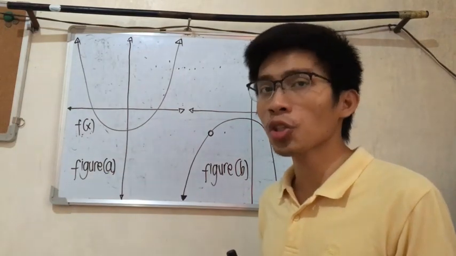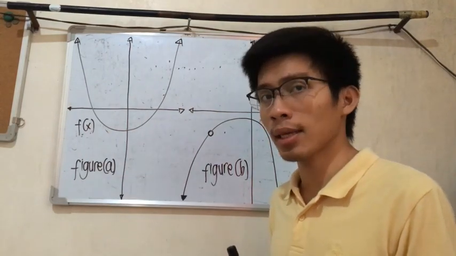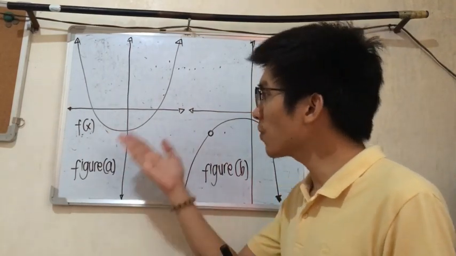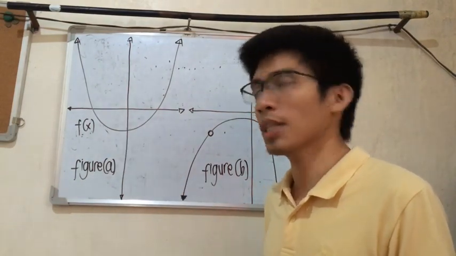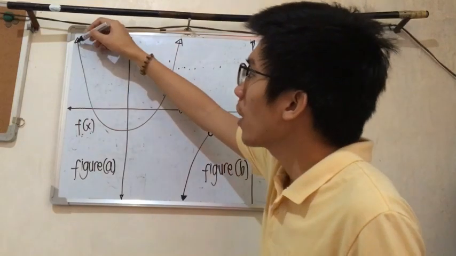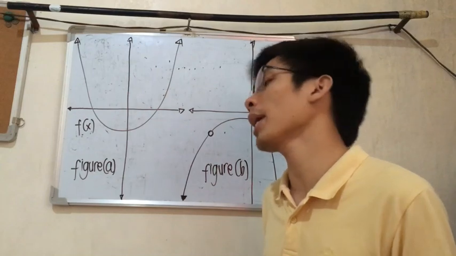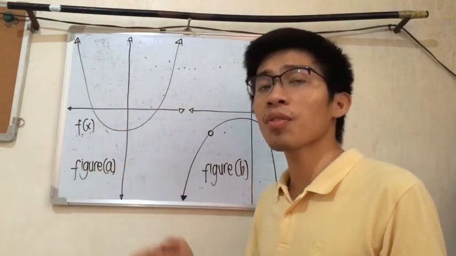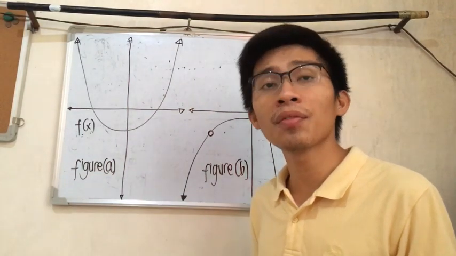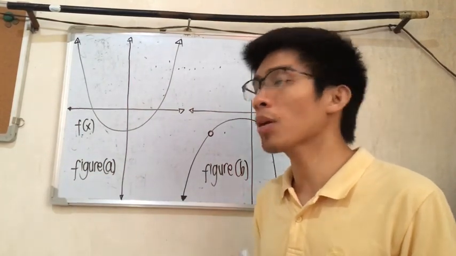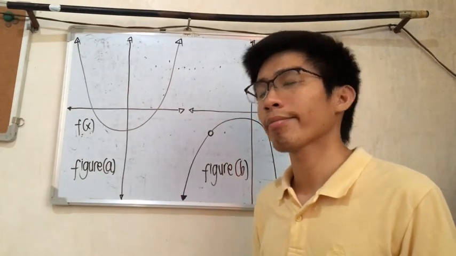Second is, does this function commit breaks? Obviously, we don't have breaks in this graph. Third is, does this function commit gaps? Obviously, we don't have gaps in this graph. If you draw this graph, you can draw it continuously without having holes, gaps, and breaks. Therefore, this function is continuous. For figure A, again, our function is continuous simply because we don't have breaks, gaps, and holes.